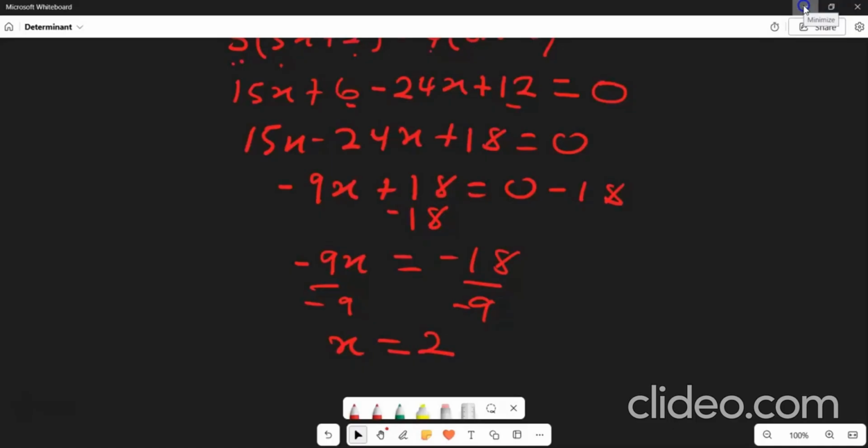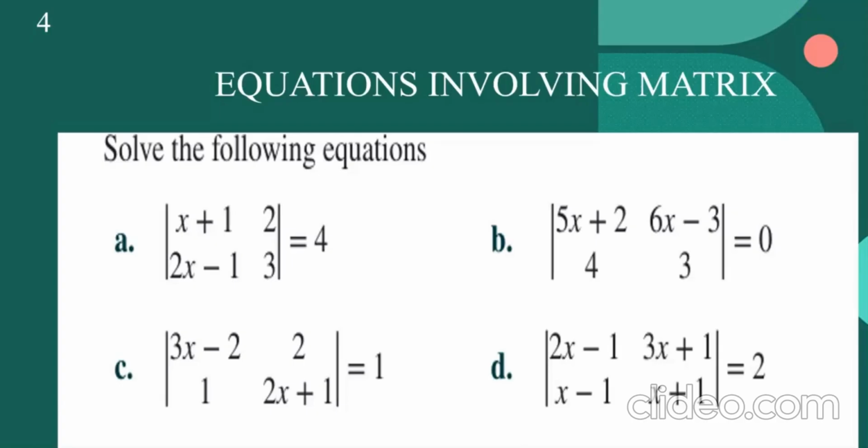You can prove it to see whether it's true. So you will do C and D and put your answer in the comment section.